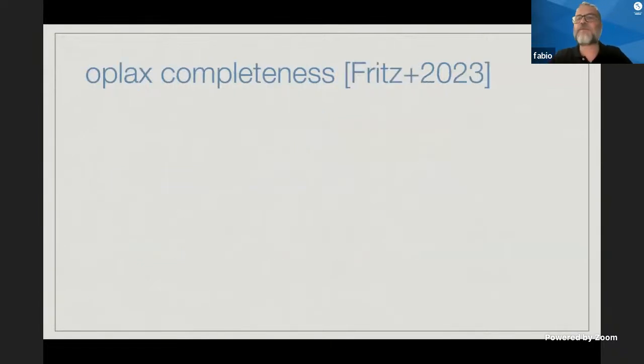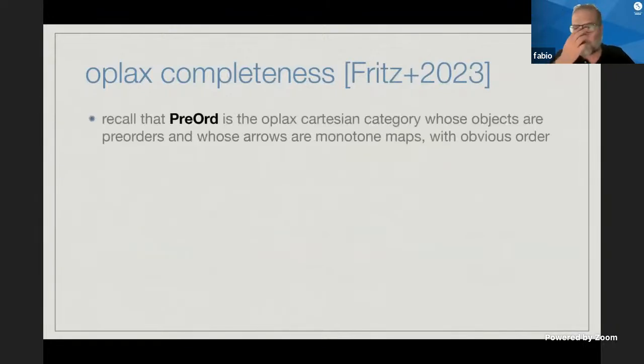Very well. Now, the main result of that paper is actually this Oplax completeness. We worked a bit to try to show that gs-monoidal categories have a sound completeness result for functors towards relations. It doesn't work, but we have something like this. Pre-order is the Oplax Cartesian category whose objects are preorders and whose arrows are monotone maps, with the obvious order on the monotone maps.